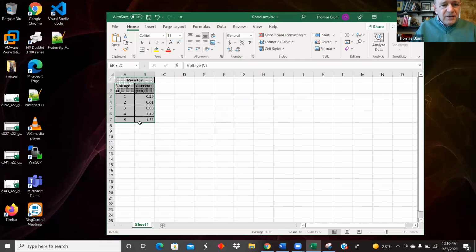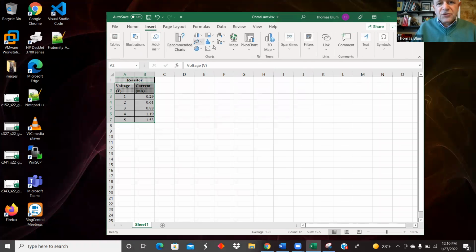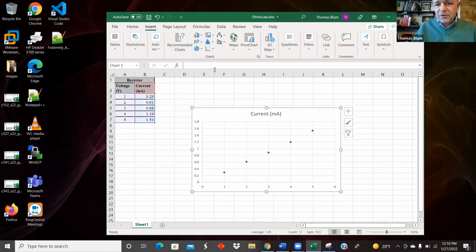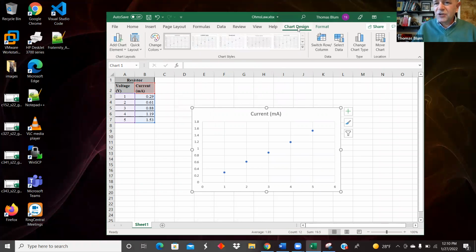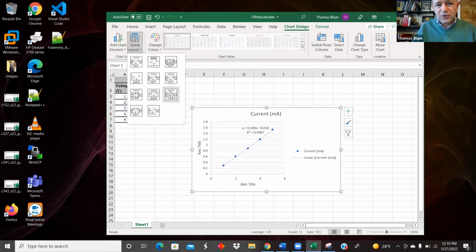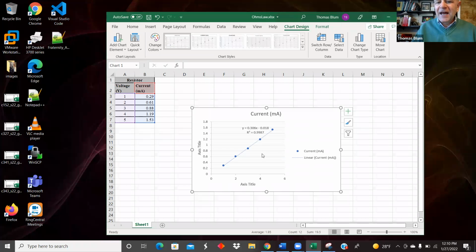So highlighting data, insert XY scatter. Here's the graph. Make sure the graph is highlighted. Chart design, quick layout number 9. And I don't want the label. Delete.